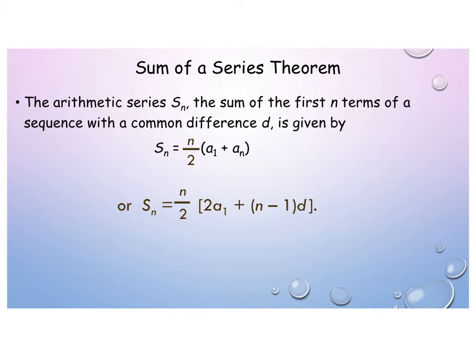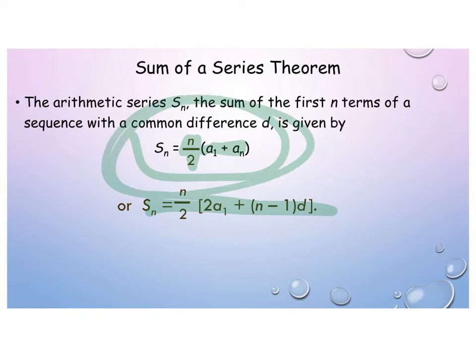Okay, sum of a series. The arithmetic series, S sub n, this is our formula. This we were just doing. It should be pretty straightforward. It's going to be the number of terms over 2 times the sum of the first term and the last term. Or this really long one, and that one's hard to remember. So I will generally always be using this guy.